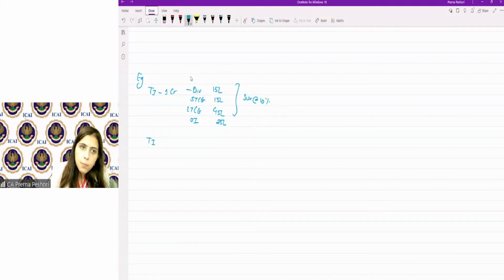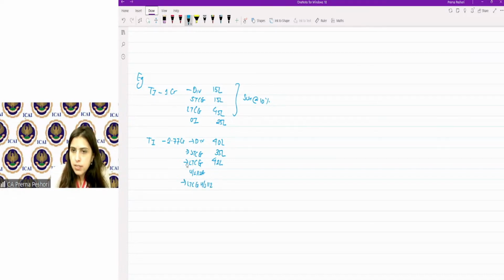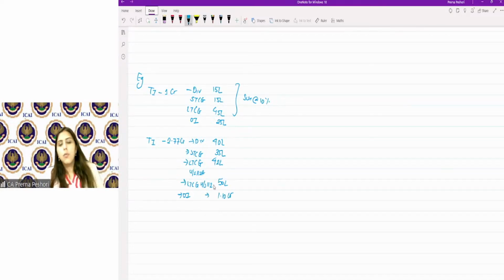Next, let's take a scenario where my total income is 2.77 crores, out of which my dividend income is 40 lakhs. STCG is, let's say, 35 lakhs. LTCG is 42 lakhs under section 112A, and under section 112 it is 50 lakhs, and other income is say 1.10 crores. What will be my surcharge?